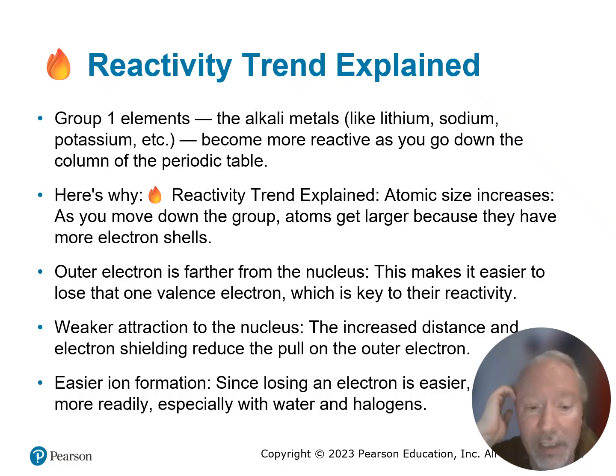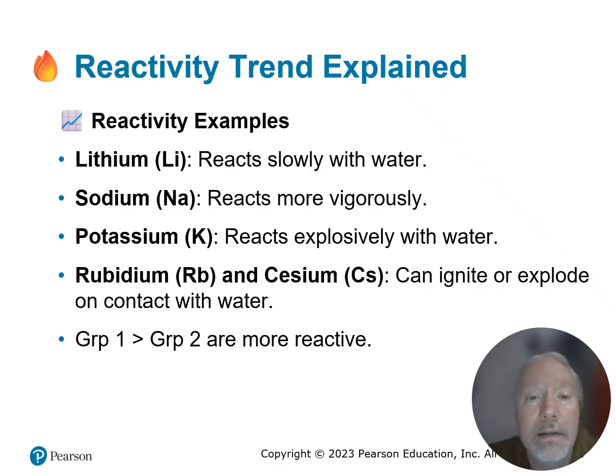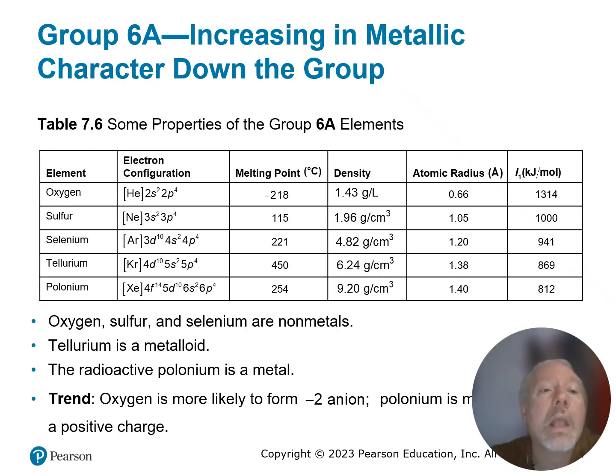Losing an electron is much easier, and they react more with water and halogens when they're further down the group. Reactivity further explained: lithium reacts very slowly with water. Now we're going back to the group 1 elements, but sodium reacts very vigorously. Potassium reacts explosively with water, and rubidium and cesium can ignite and explode. And we don't even want to talk about francium, an artificial element that's hardly found on Earth. Increasing metallic character as you go down the group.